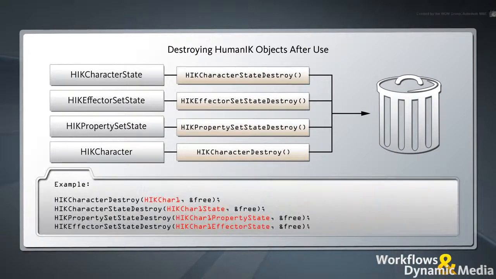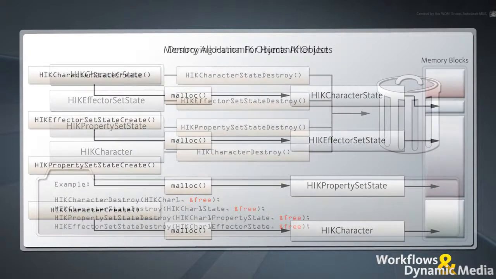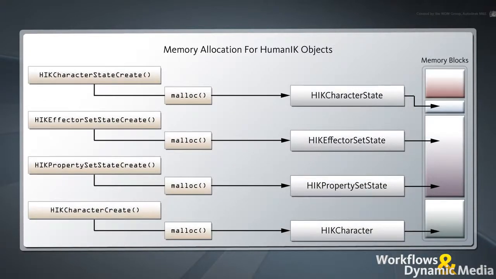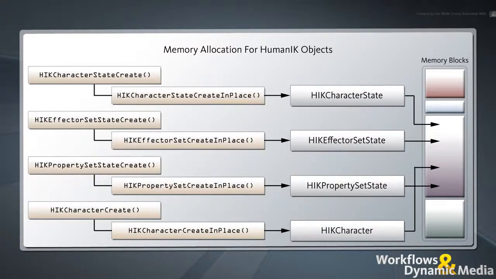For each function call, you must provide a pointer to the desired object and to a memory deallocation callback function as arguments. In part 1 of this video series, we allocated memory for each HumanIK object that we initialized using a standard malloc function. Alternatively, you can optimize performance by allocating these HumanIK objects within continuous blocks of memory. Consult the HumanIK documentation for more memory management information.